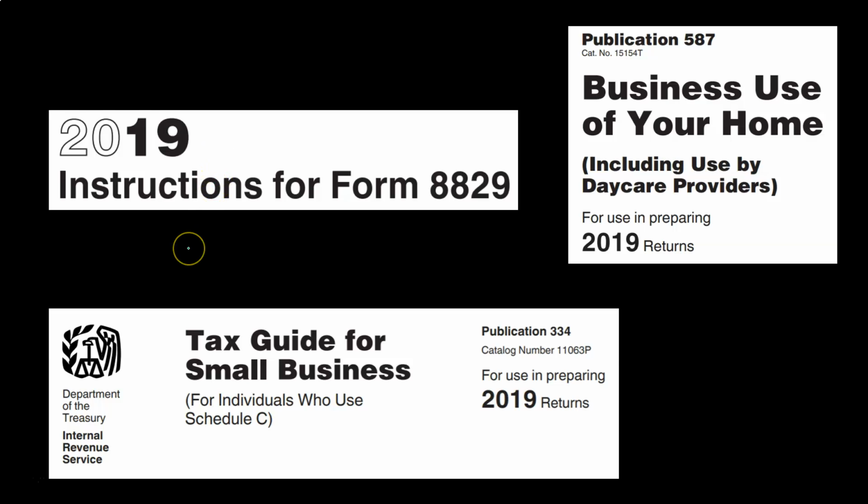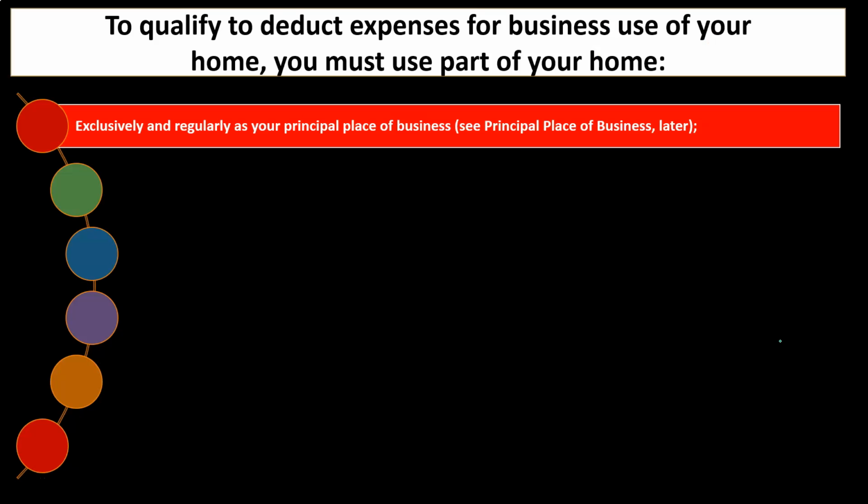Some of the resources could be the instructions for Form 8829. We have the business use of your home. This is Publication 587. And then the tax guide for small businesses are some things you can look up on the IRS website for more detail. This topic is fairly large, so we're going to go over it kind of in summary here. But there's some things that we may not get into a lot of detail on, such as daycare service and whatnot, which are kind of specialized areas. But we'll give a good overview, and then you can dive into it deeper if you have more specific questions about it.